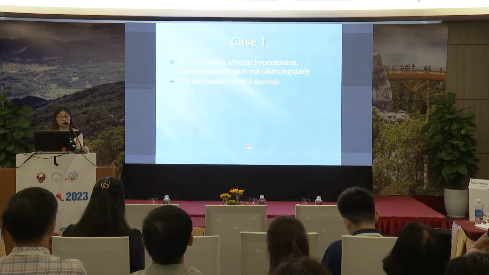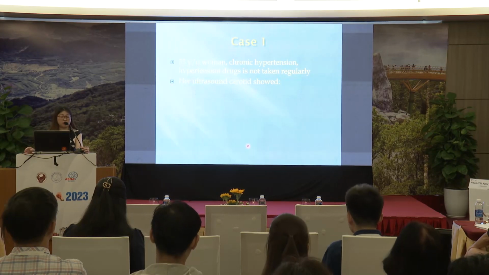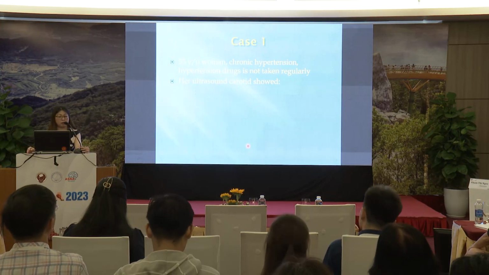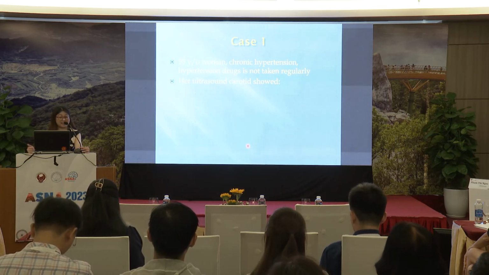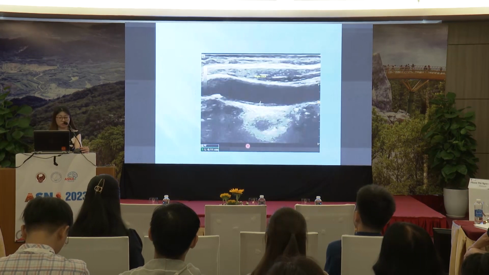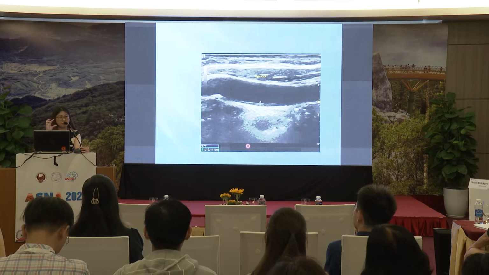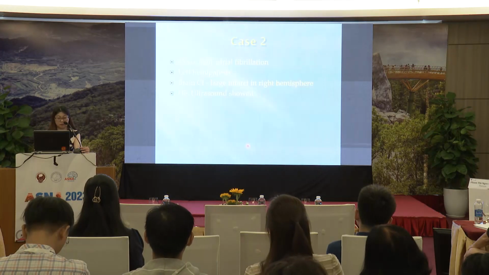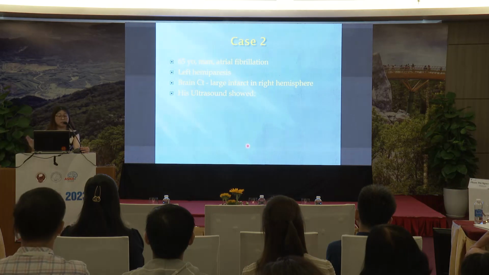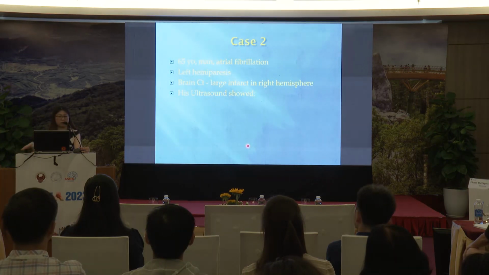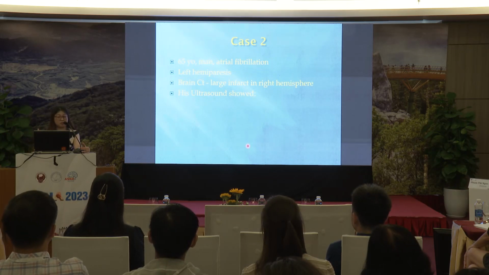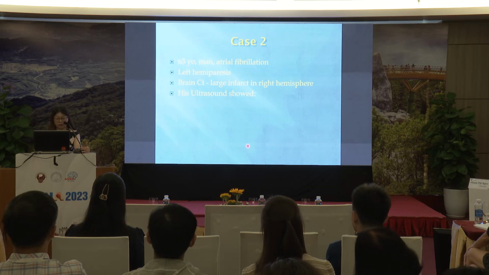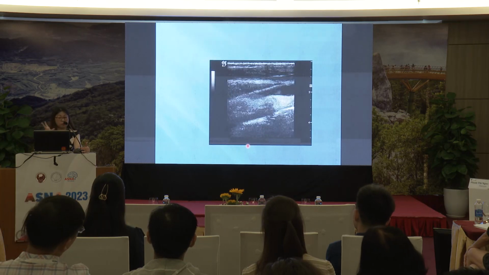Okay, then I go to case 1. A 55-year-old woman presented with chronic hypertension, and she didn't take her medication regularly, and her carotid ultrasound shows like this. You can see the intima media thickening. Okay. And case number 2, a 65-year-old man with atrial fibrillation. He also developed left hemiparesis, and the brain CT scan showed a large infarct in the right hemisphere. And then the ultrasound also showed a mobile organized thrombus because of the heart.